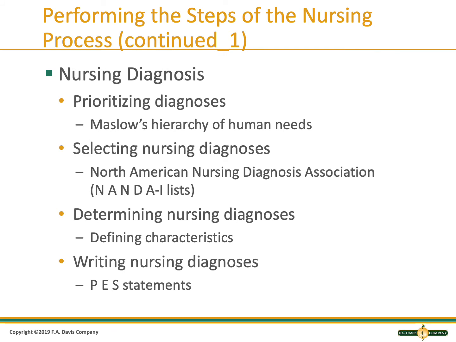And then the need for learning and exploring. And then aesthetic needs for beauty and order. And finally, the seventh one addresses the need for self-actualization, which is the need for reaching one's own growth potential. So that's what we want to base our nursing diagnoses, or prioritize our nursing diagnoses, on: Maslow's hierarchy of needs.